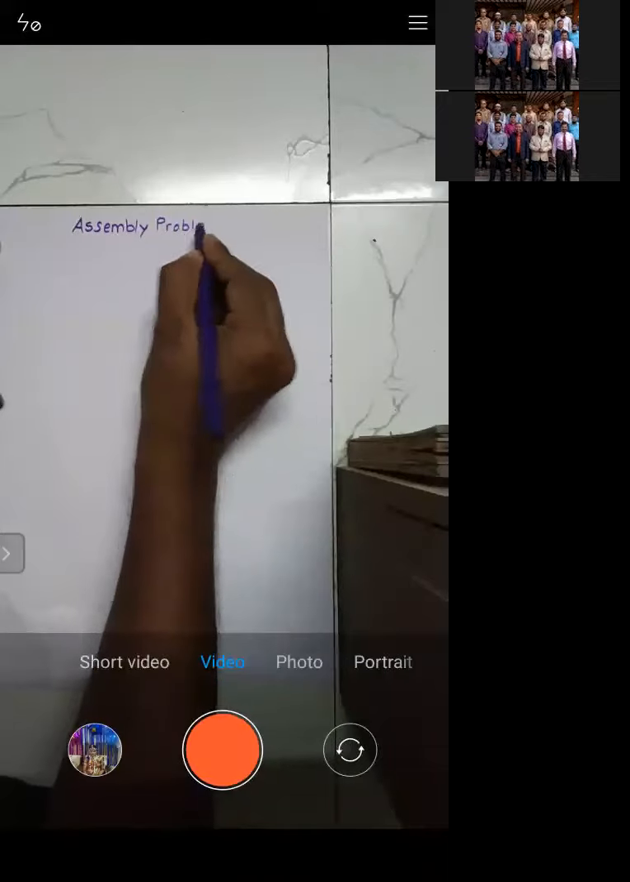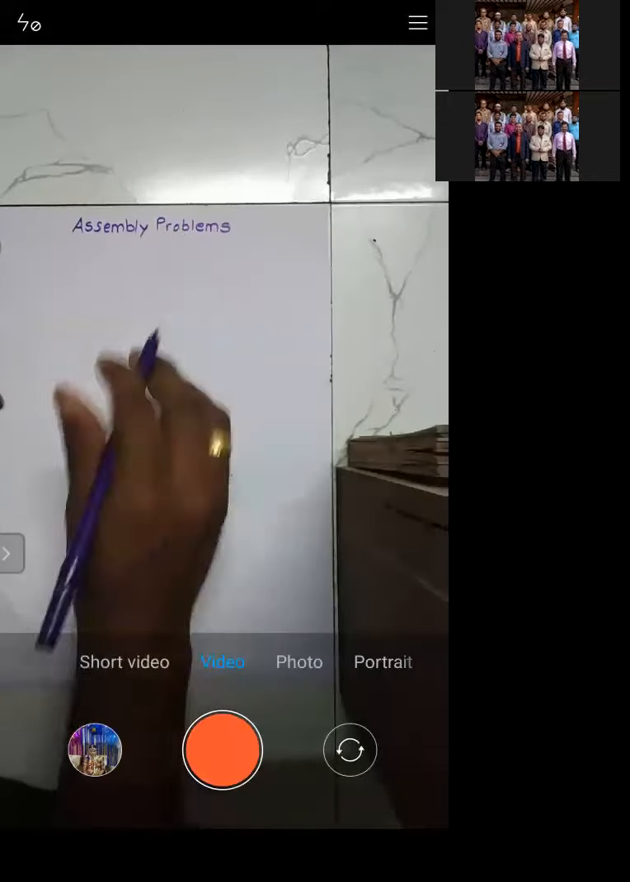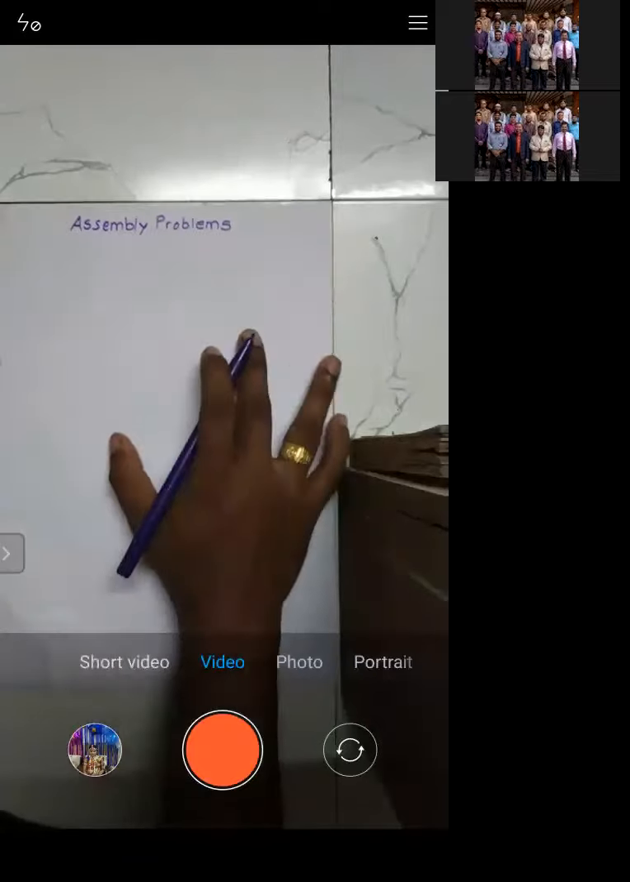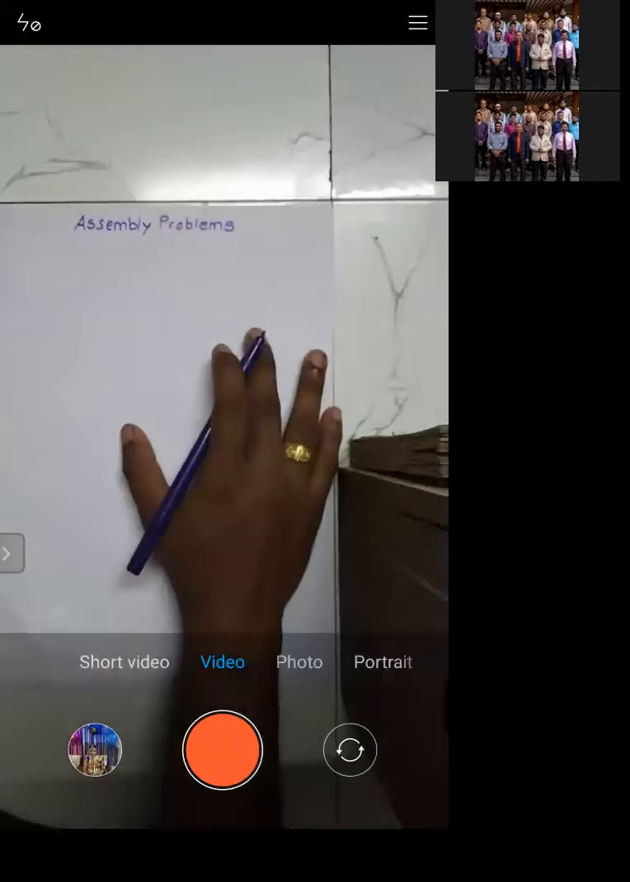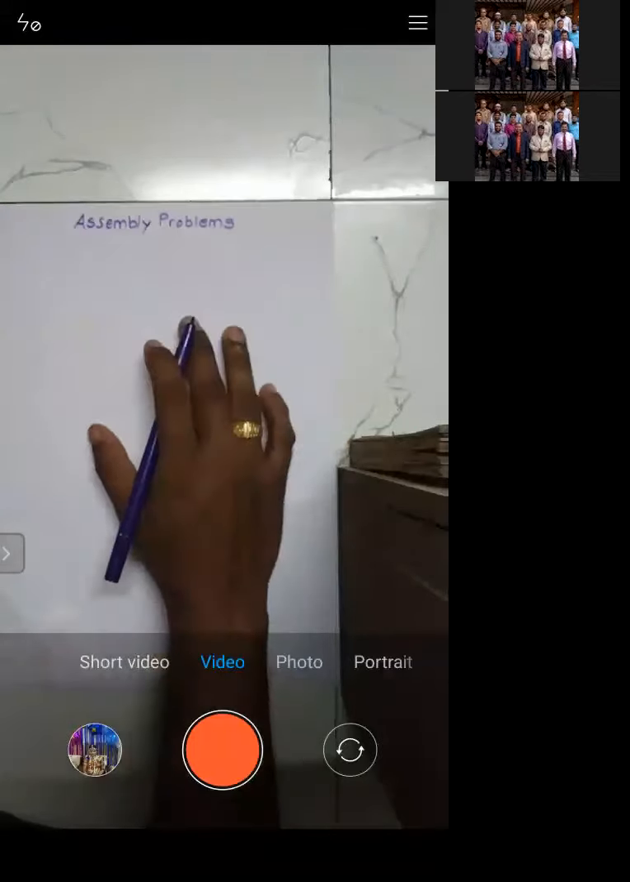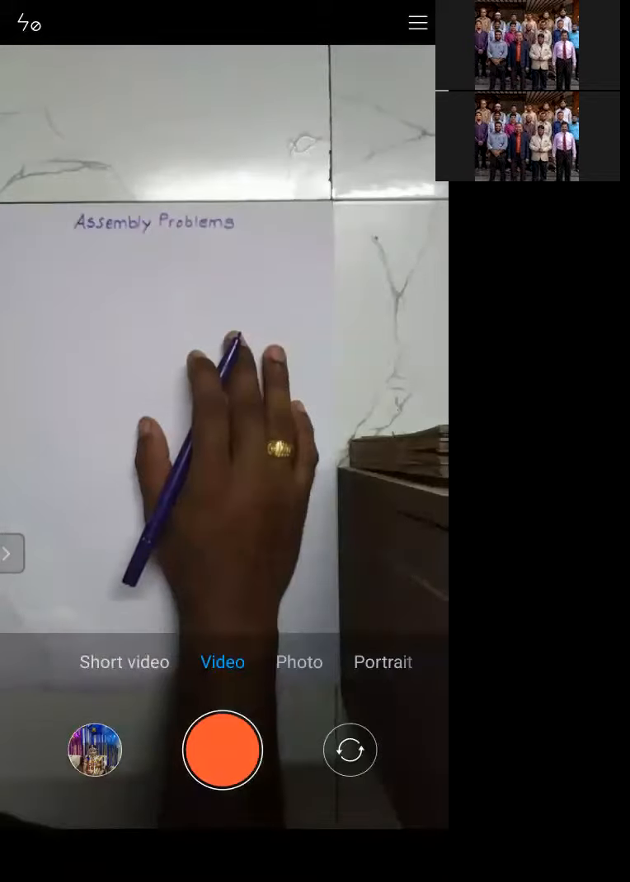From today's session, we are going to start with assembly problems. In assembly problems, we are going to cover majorly three fields. What those fields are, you will come to know when we actually solve the problem. Okay, so let me start with the first.